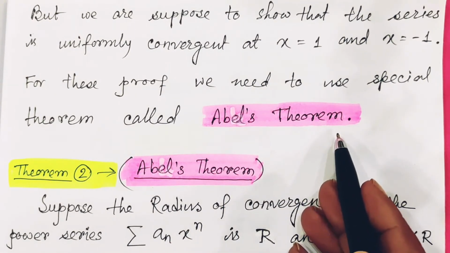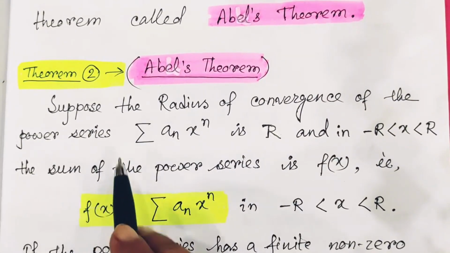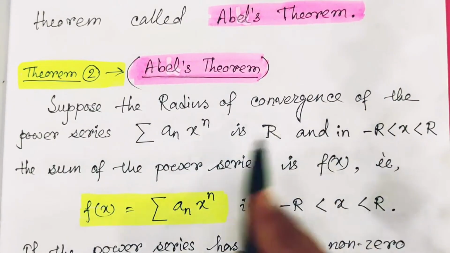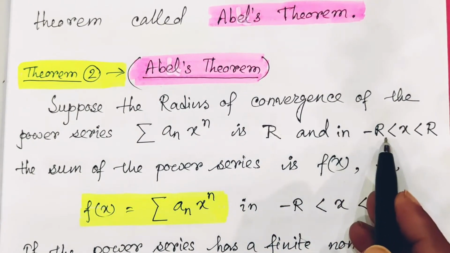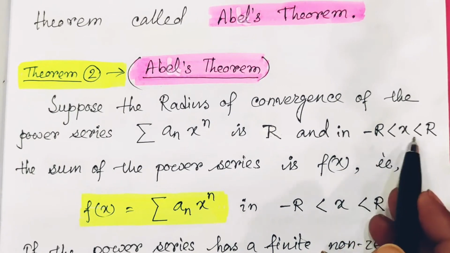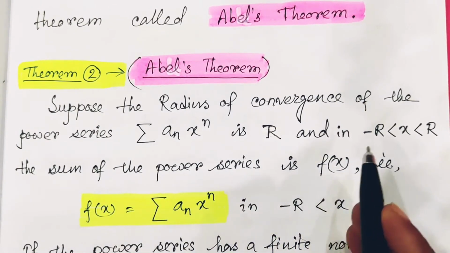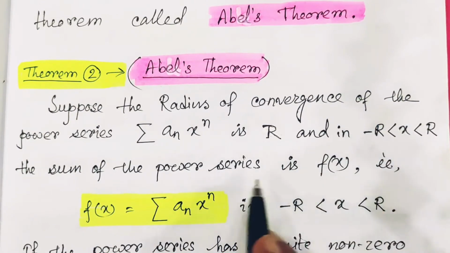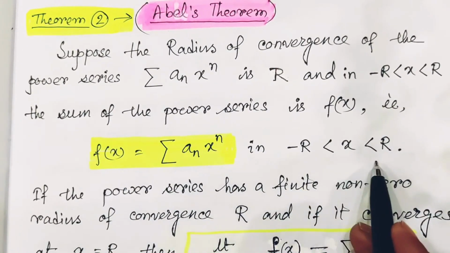So what is Abel's theorem? The statement of Abel's theorem is: suppose the radius of convergence of the power series is R, and in this interval of convergence, minus R to plus R, the sum of the power series is f(x). That means within this interval the value of the summation is f(x), so we can write this power series equals f(x) within this interval.